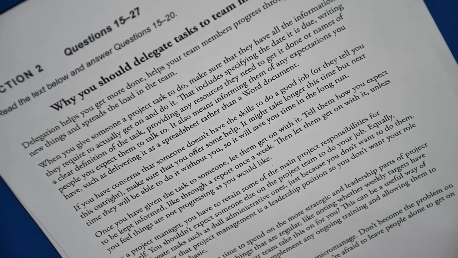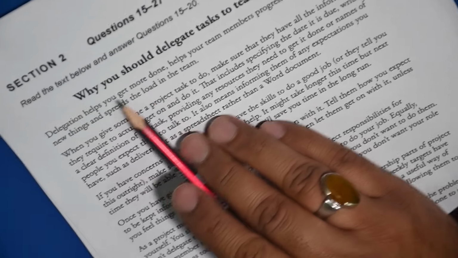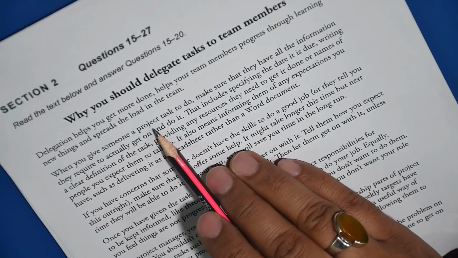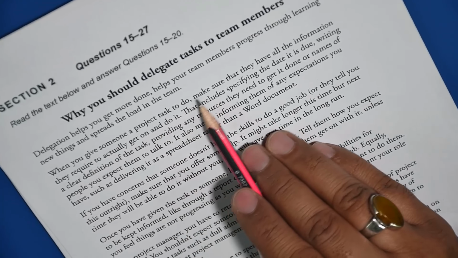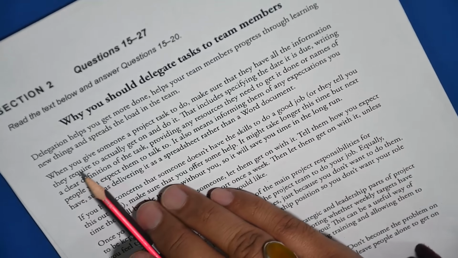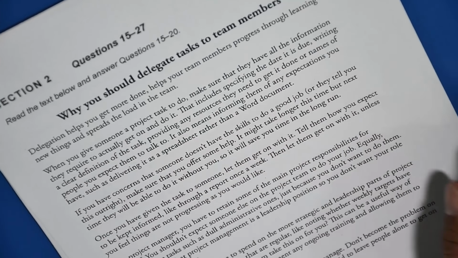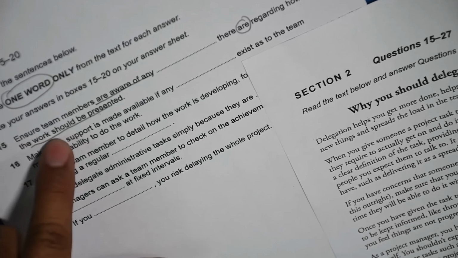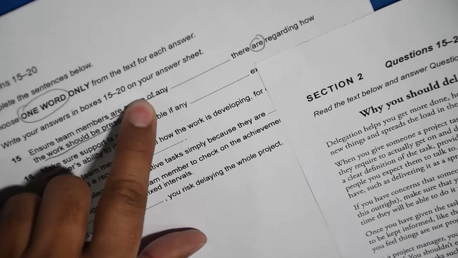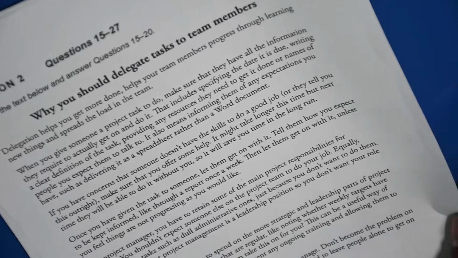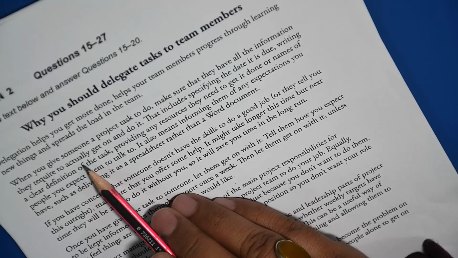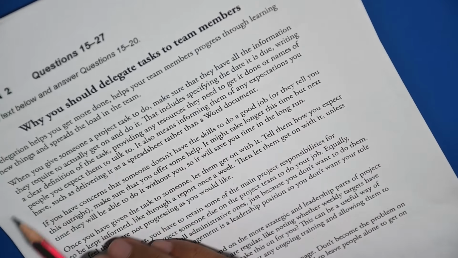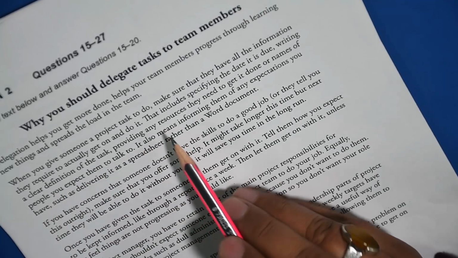Now let's just take a start. Delegation helps you get more done, helps your team members progress and all that. When you give someone a project task to do, make sure that they have all the information. Now if you have a feeling that you've forgotten the question, you can go back and check. The question is, ensure team members are aware of any, there are regarding. So we need to look for a plural word. Information they require to get on and to do. That includes specifying the date, a clear definition of the task, providing for resources.